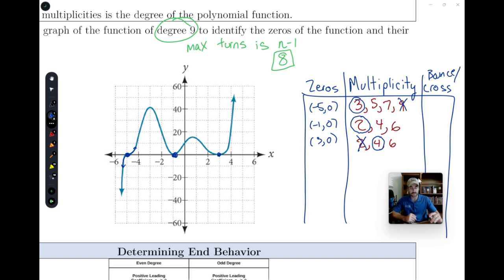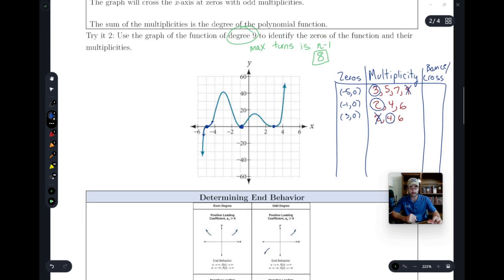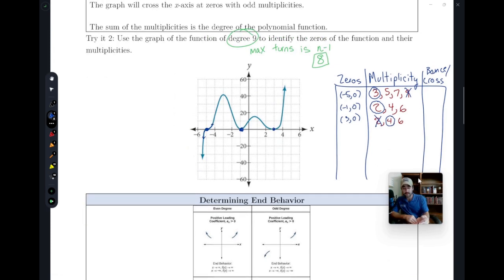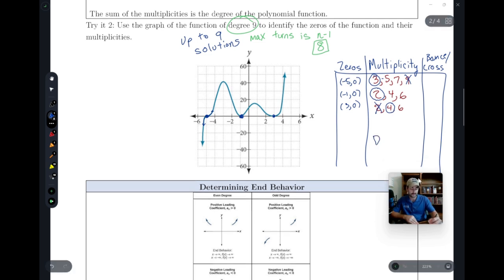And if we add those multiplicities up, because we only have 3 solutions, and remember that degree told us we could have had up to 9 solutions. If we add 3, 2, and 4 up, we should get 9, which means our degree is 9, and that seems to be the best option.